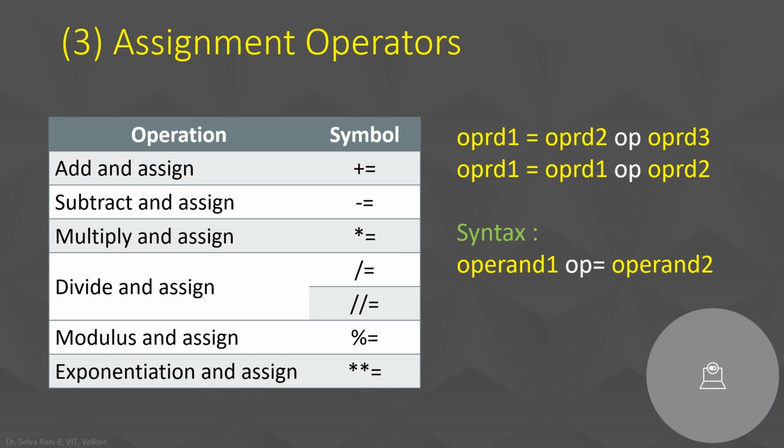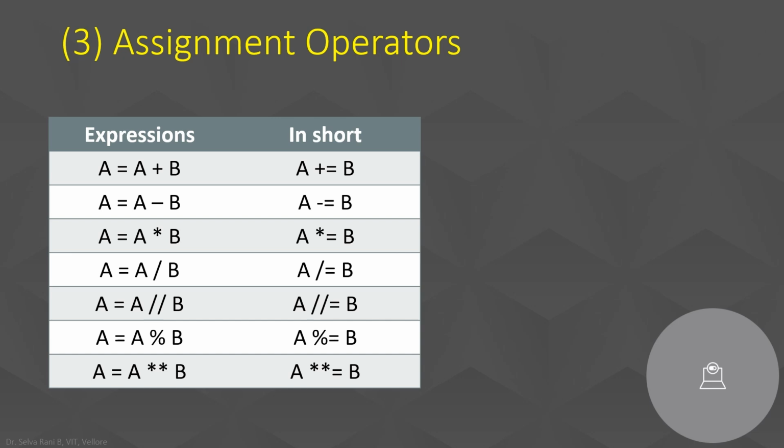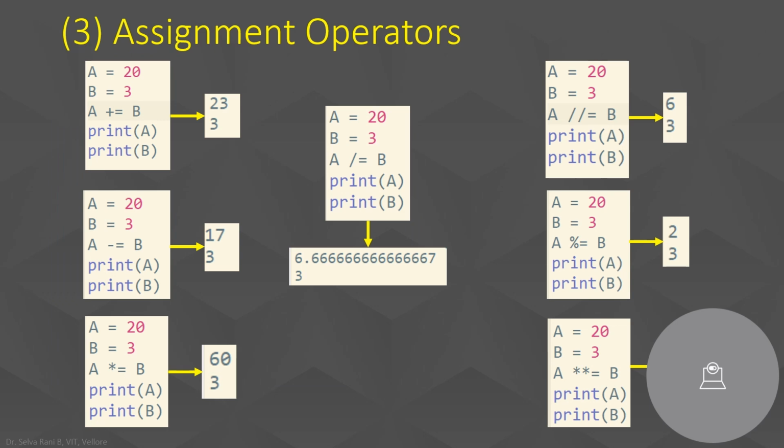So here is the equivalent format of the shortened operation using assignment operators. A is equal to A plus B can be written as A plus equal to B, and so on. A quick reference for you: A is equal to 20, B is equal to 3, and the result of A equal to A plus B, A equal to A minus B, etc., till A is equal to A double star B.